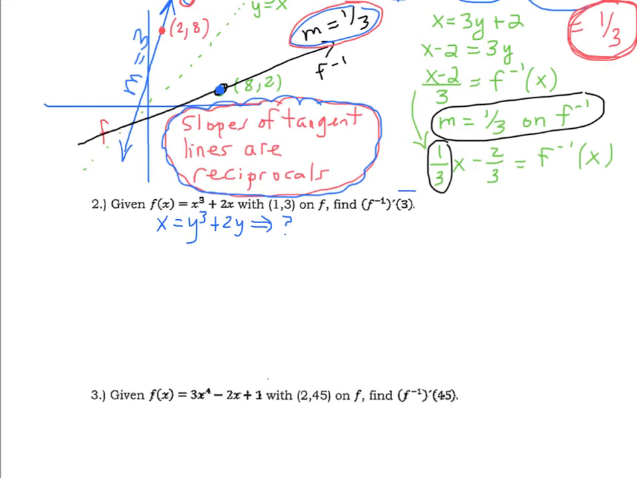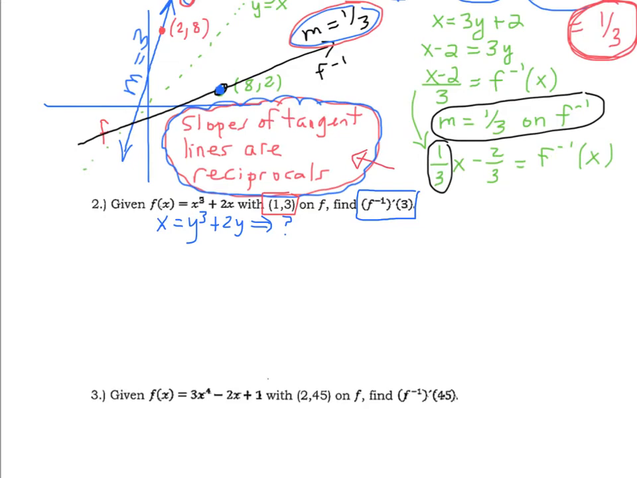So we're trying to find in this problem the derivative of the inverse function when x is 3. Well, notice they tell us that here's our function and it includes the point (1, 3). So if I put 1 in for x, you get 3 out for y. So if we keep this concept from up above in mind, if we can find the slope of the tangent line of the original function, then we could find the derivative by just taking the reciprocal.